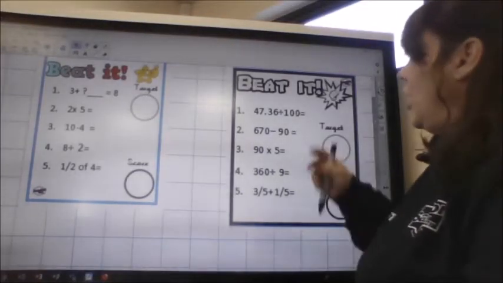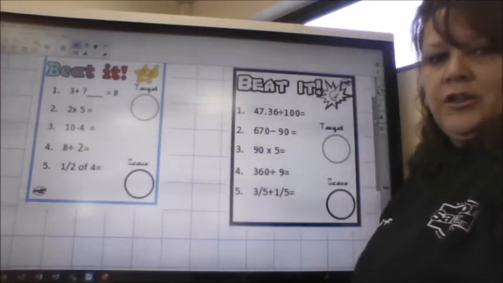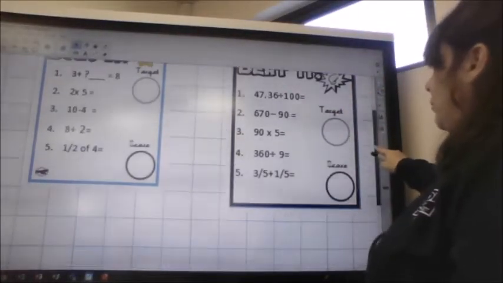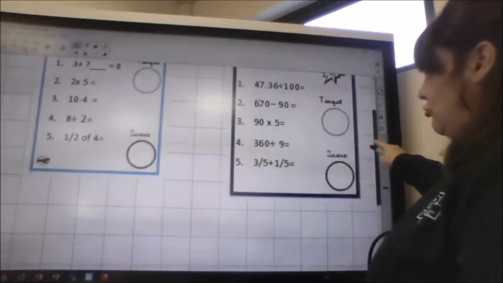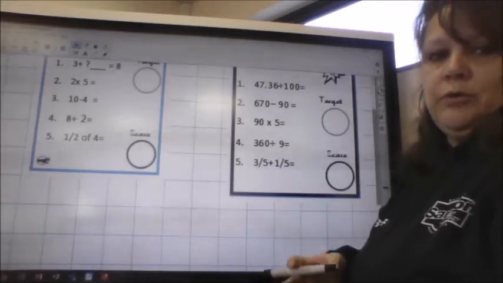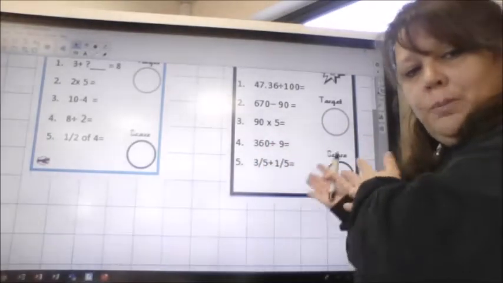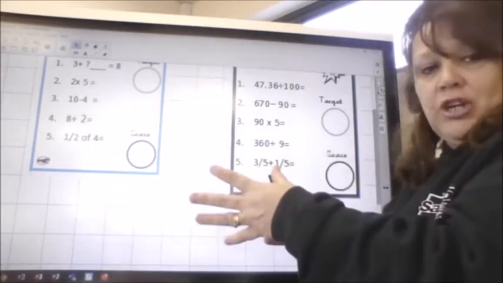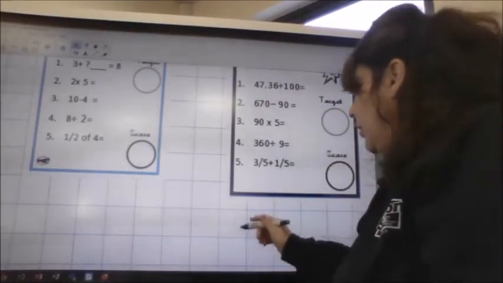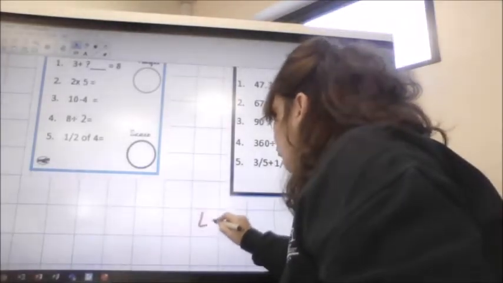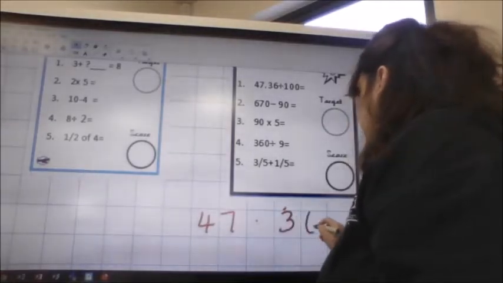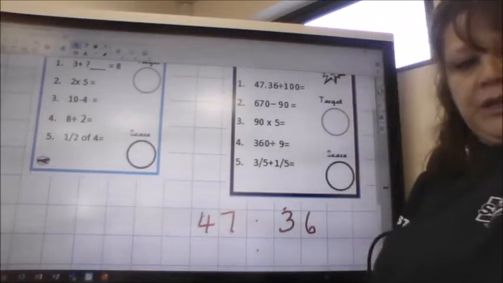Okay, so having a little look at the other board then. So you started off with 47.36 divided by 100. So what happens here is our digits move to the right 2 places because we're getting 100 times smaller. There's 2 zeros in 100, 2 places. So if I've got 47.36, okay, put my decimal point there.